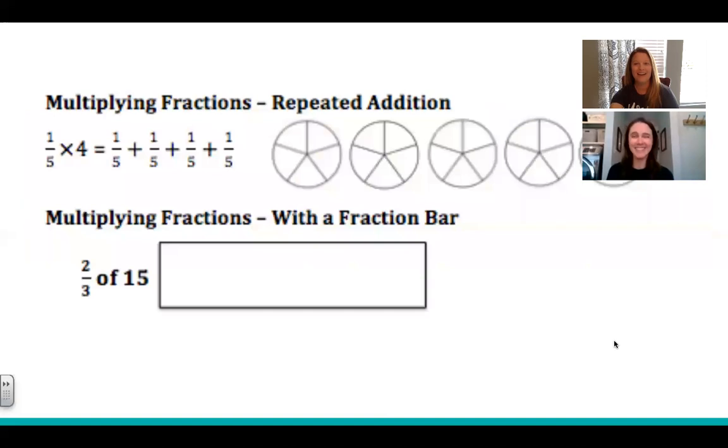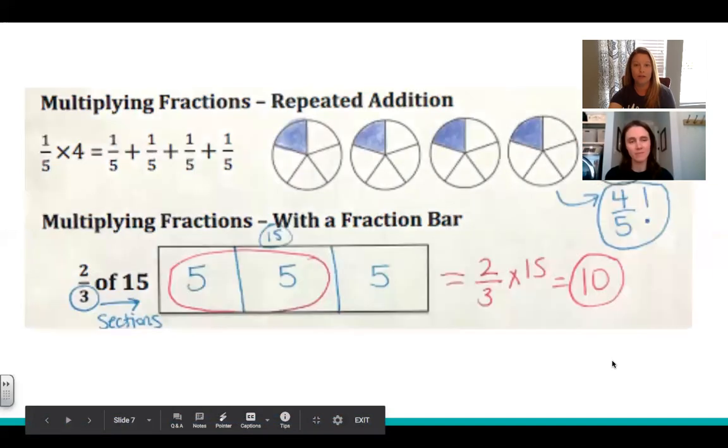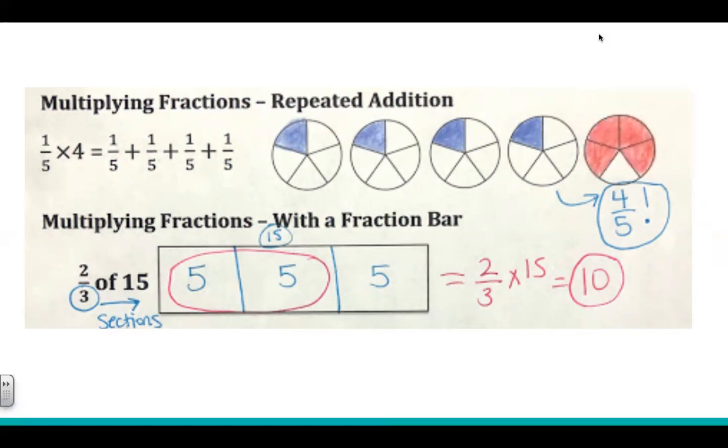Good? Great. All right, now we're moving to multiplying fractions. We can multiply fractions using a couple of different strategies. The first two that we're going to talk about are using repeated addition and then using our fraction bars. We know that 1/5 times 4 is the same thing as doing 1/5 plus 1/5 plus 1/5 plus 1/5. Here's a model of what that looks like. If I take each of those fifths, which is the blue part right here, I end up with 4/5. In the red one, I put all 4 of those together. So 1/5 times 4 is really just 4/5.